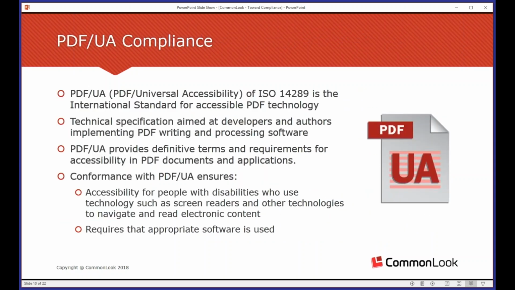And then there's PDF UA, an accessibility standard specific to PDF, where the UA stands for Universal Accessibility. It's a really rigorous technical standard geared toward developers and authors implementing PDF writing and processing software. As such, it provides definitive terms and requirements for accessibility in PDF documents and applications. Aside from introductory sections and glossaries, there's three main sections that most people care about.